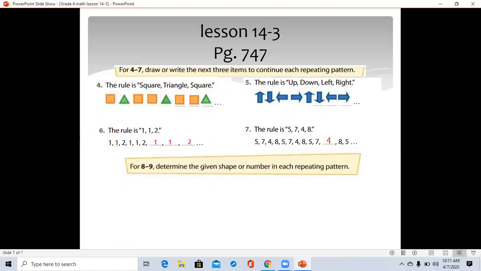For questions 8 to 9, determine the given shape or number in each repeating pattern. The rule is tree, apple, apple. What is the 19th shape? It will be a tree.